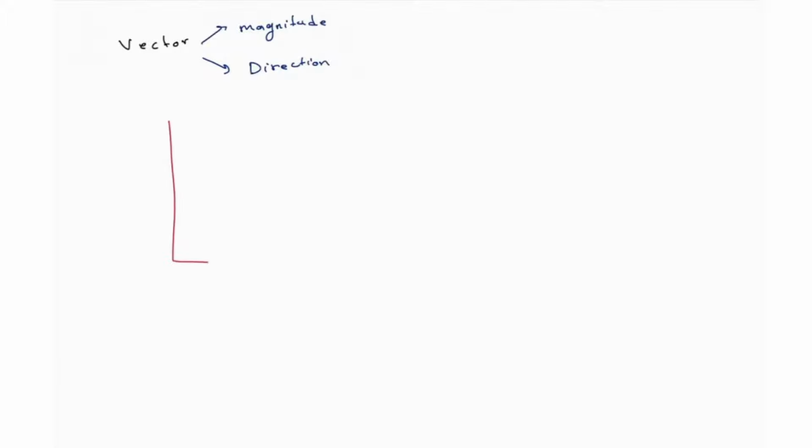So let's say this is our coordinate system, and this is the vector A. The length of the vector is the magnitude, and the angle it makes with the reference frame, for example, relative to the x-axis, is the direction.